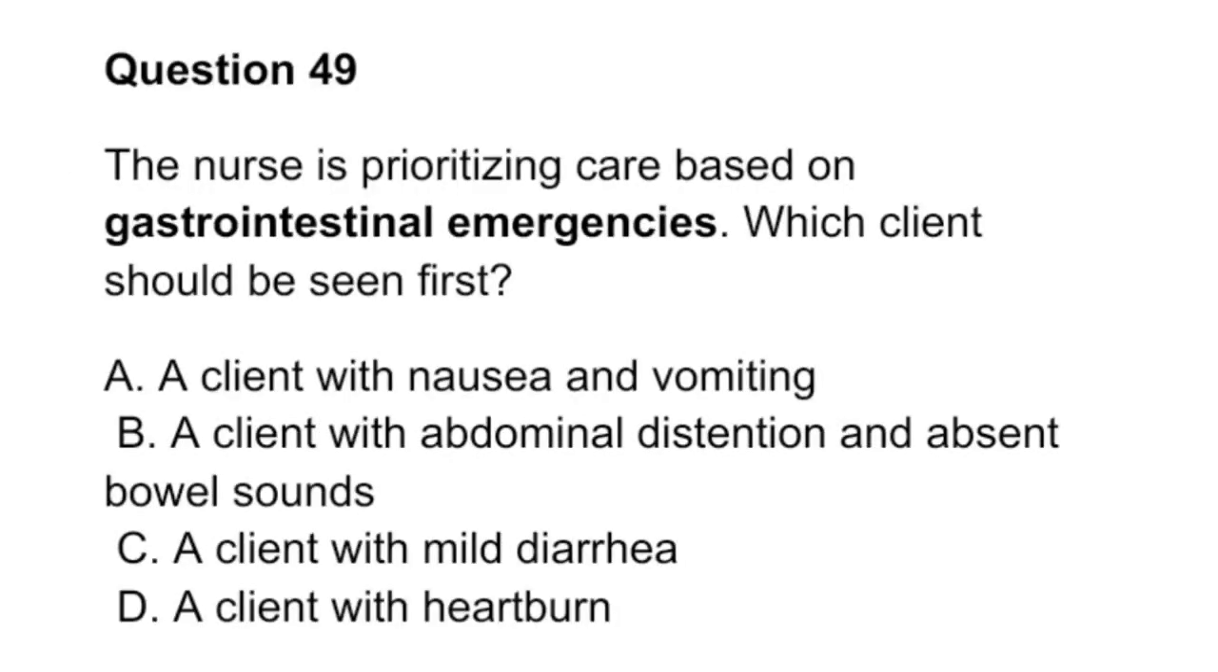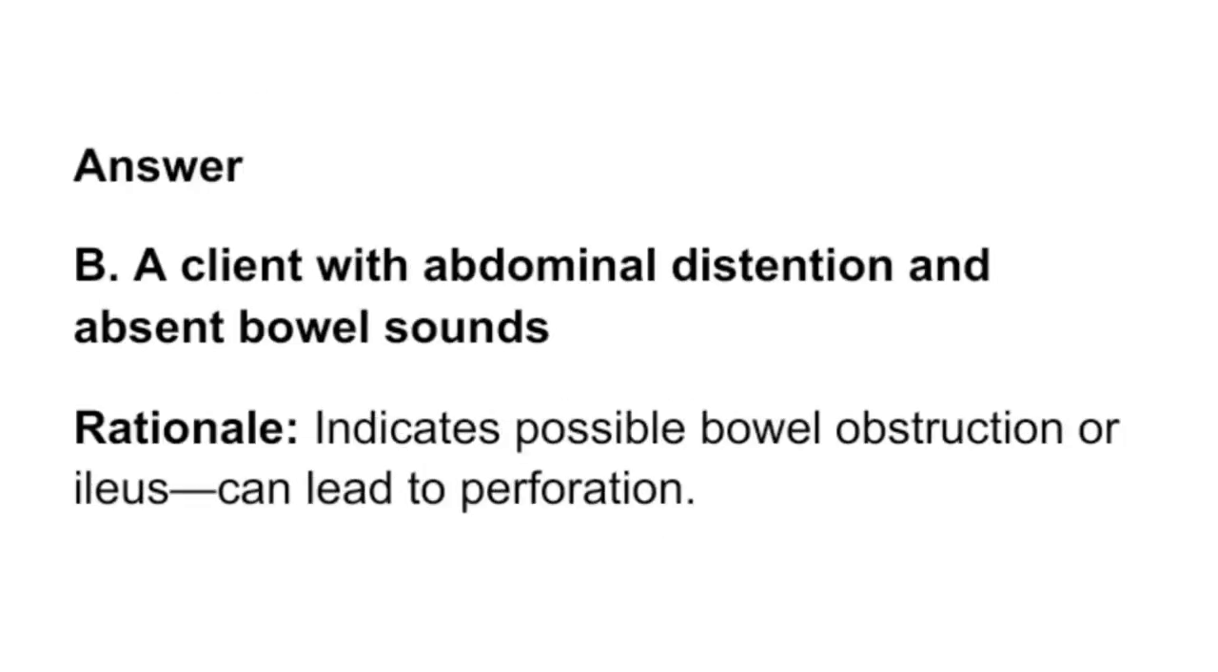Question 49. The nurse is prioritizing care based on gastrointestinal emergencies. Which client should be seen first? A, a client with nausea and vomiting. B, a client with abdominal distension and absent bowel sounds. C, a client with mild diarrhea. D, a client with heartburn. Answer: B, a client with abdominal distension and absent bowel sounds. Rationale: indicates possible bowel obstruction or ileus can lead to perforation.